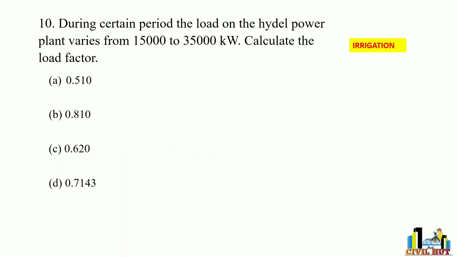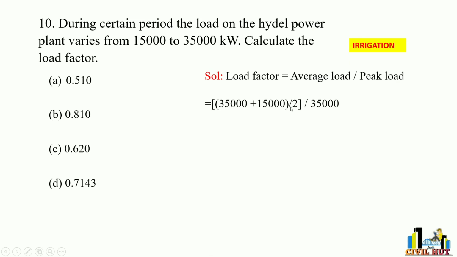Next one: during a certain period the load on the hydel power plant varies from 15,000 to 35,000 kilowatts. Calculate the load factor. Load factor is average load divided by peak load. Here average load is (35,000 plus 15,000) by 2, divided by the peak load of 35,000 kilowatts. We get 25,000 by 35,000, which is 0.7143. Option D is the correct answer.